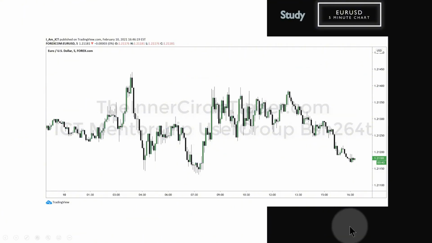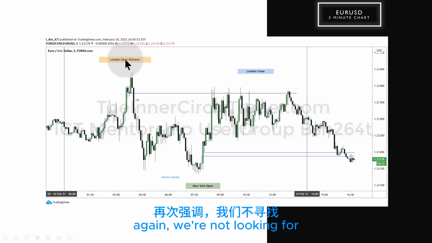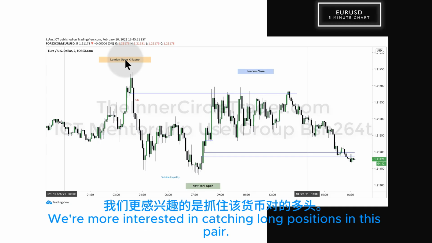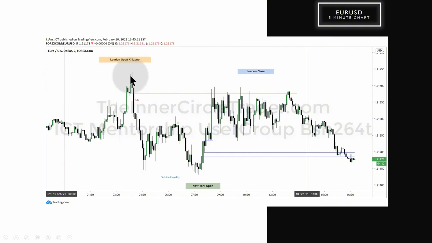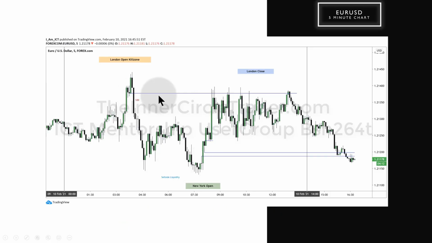5-minute chart on euro dollar. All right, you can see in London Open, again, we're not looking for shorts. We're not looking for sells. We're more interested in catching long positions in this pair. But we have a sell side imbalance, buy side inefficiency in here. The market trades back up into that. Last up close candle, bearish order block.